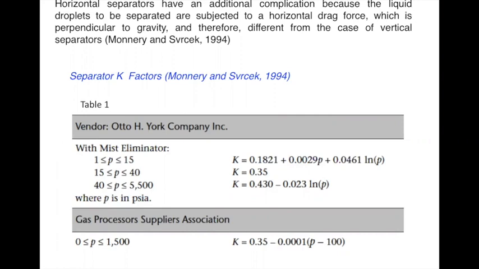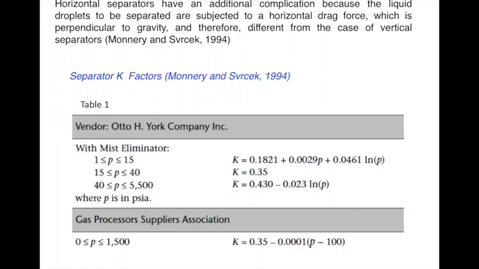But once you go to the horizontal separator, we have an additional complication, because liquid droplets to be separated are subjected to horizontal drag force, which is the movement of gas, and which is perpendicular to the gravity, right? So one way the gas is moving horizontally and gravity is acting downward. So in that case, this K factor will take care of such a thing, and it depends on the pressure, right?